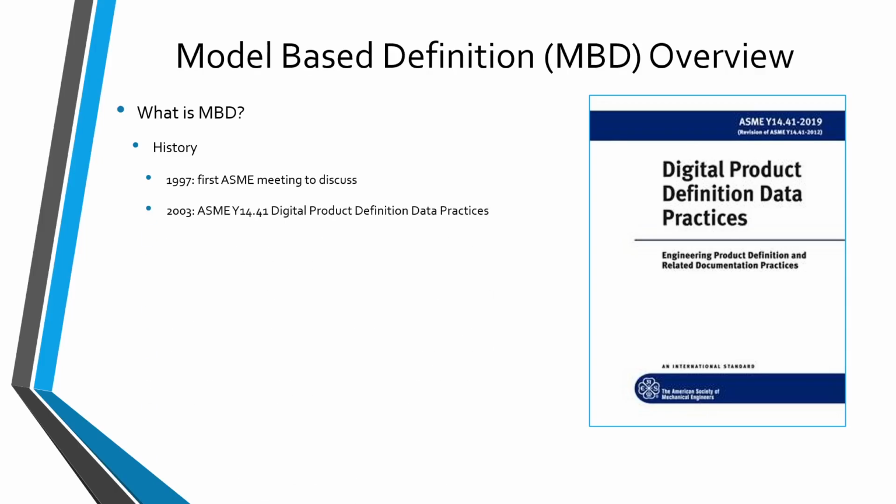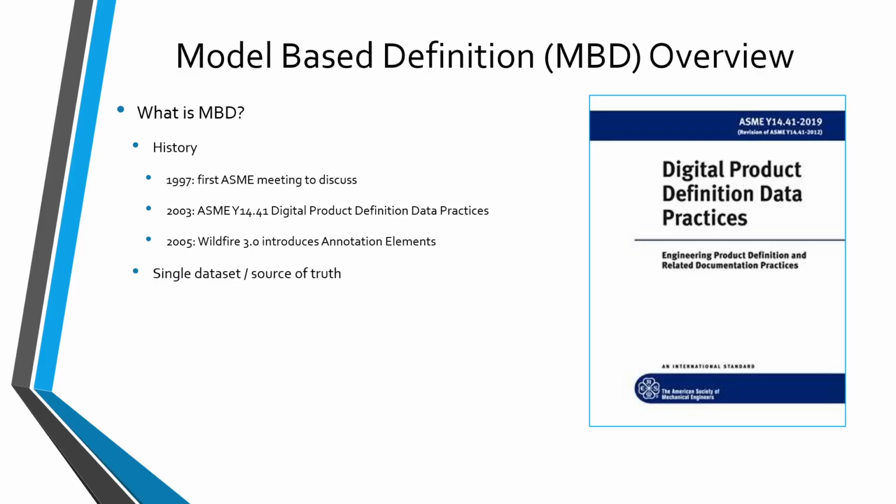And so then in 2003, ASME released Y14.41, Digital Product Definition Data Practices, which establishes how you can do this, how you can put that PMI, those 3D annotations, inside of a model. And the latest version at the time of creating this video is the 2019 version. And so in 2005, PTC in the Pro Engineer Wildfire 3.0 release introduced annotation elements, which supports these different 3D annotations as part of MBD.